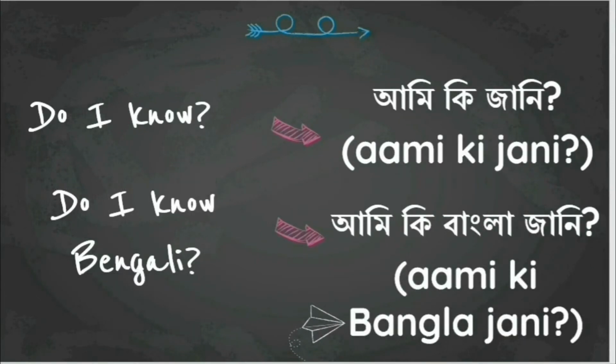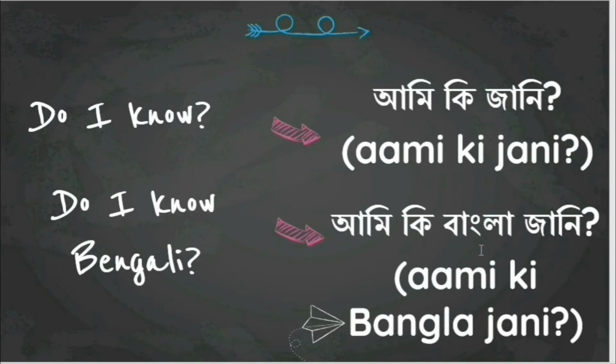Okay, now there are actually two ways to ask questions. One thing is you can say Ami Jani, and that would be do I know. Another way of saying is Ami ki Jani. Please note the tone I'm using. I'm saying Ami ki Jani. That means do I know. Now do I know Bengali? That is Ami ki Bangla Jani.